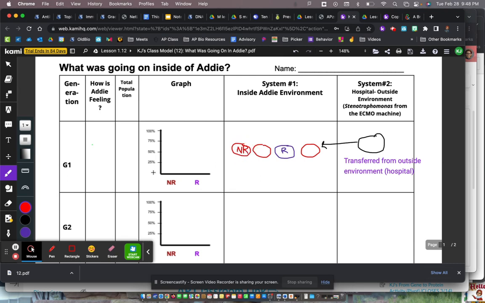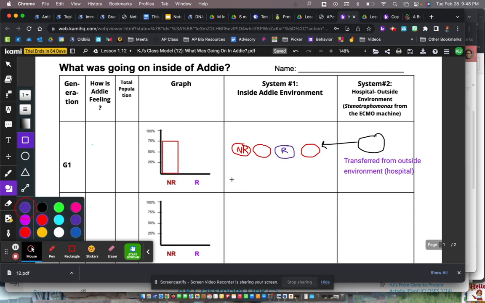Okay, so let's also graph that. Let's show what that would look like. So if 75% of them are not resistant, then we're going to make a bar like this to represent the not resistant. And then we're going to make another bar to represent the other 25%, which were the resistant bacteria.